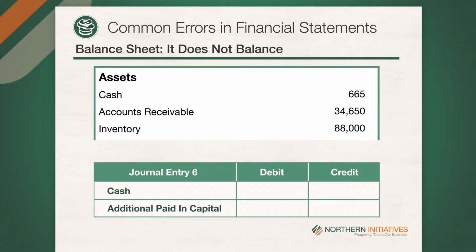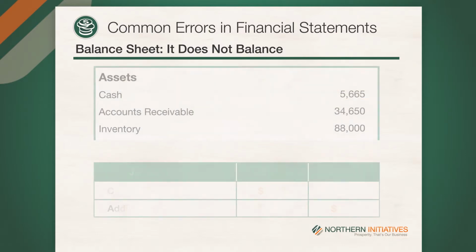The owner knows there is $5,665 in the checking account. He recalls investing an additional $5,000 in the business from his own pocket. To record this additional investment, 2 accounts on the balance sheet are affected: cash and additional paid-in capital.